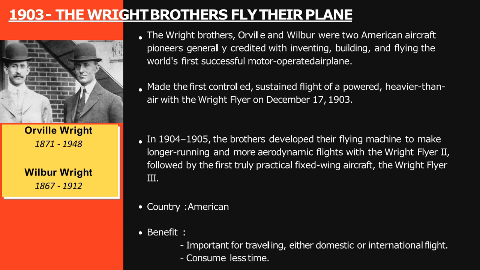In 1904 to 1905, the brothers developed their flying machine to make longer and more aerodynamic flights with the Wright Flyer II, followed by the first truly practical fixed-wing aircraft, the Wright Flyer III.